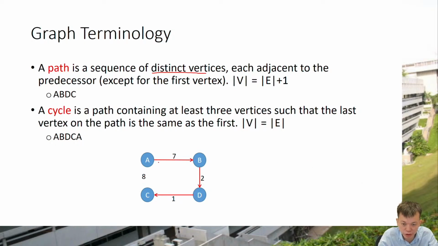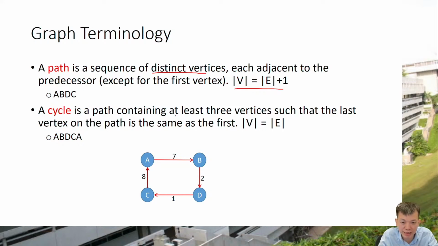So not surprisingly, you have 4 vertices and 3 edges. So the relationship is that the number of edges plus 1 is the number of vertices. A cycle is just adding one more edge. You complete a loop, then it becomes a cycle.